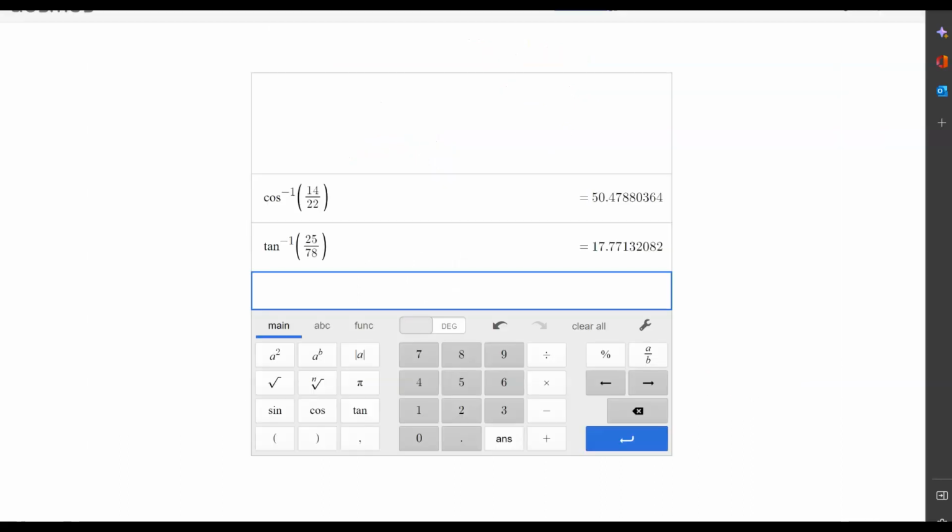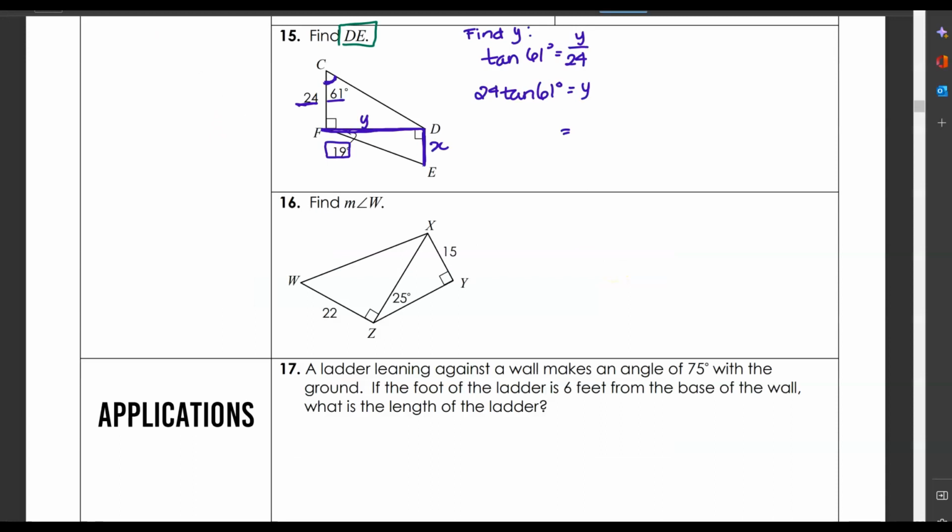So we're going to get 24 times, we're going to come over here to tangent of 61. And we hit enter, so we get 43.3 as our value. We're going to come back over here. So we know that y equals 43.3. So that tells me this side here.